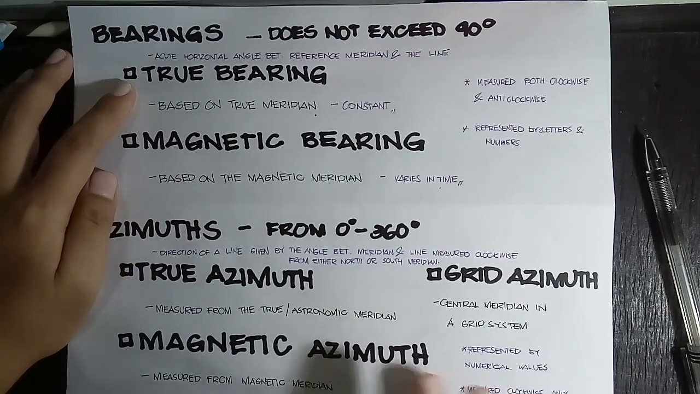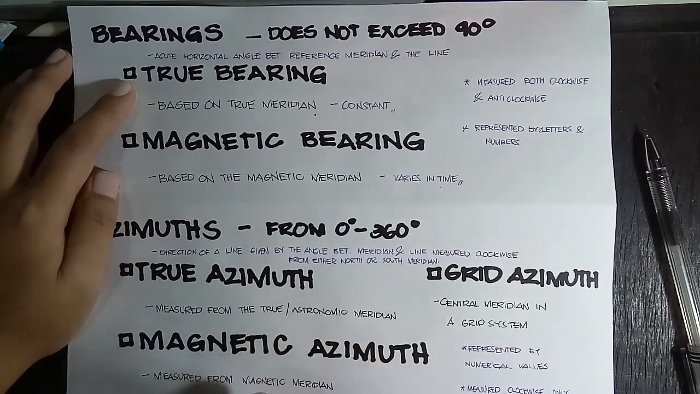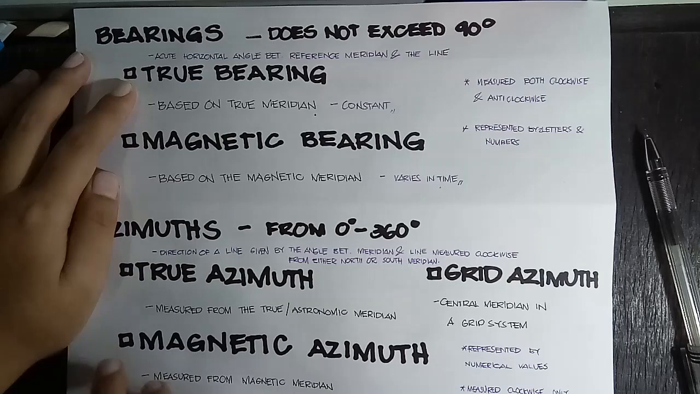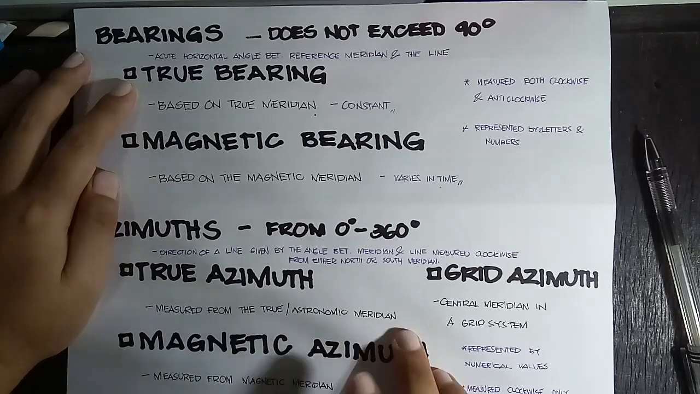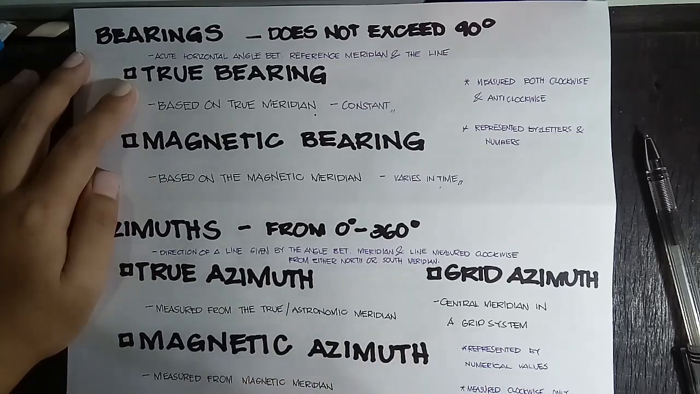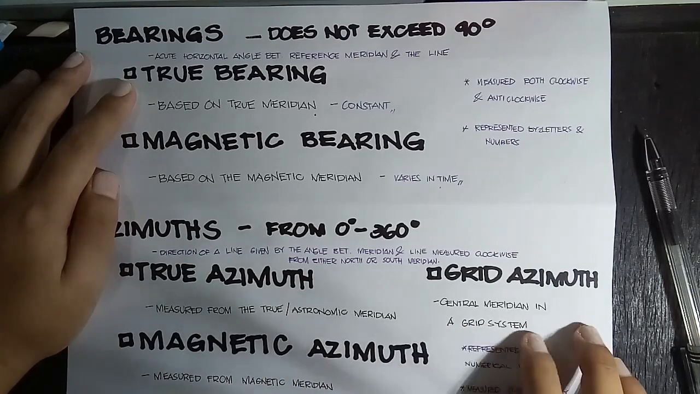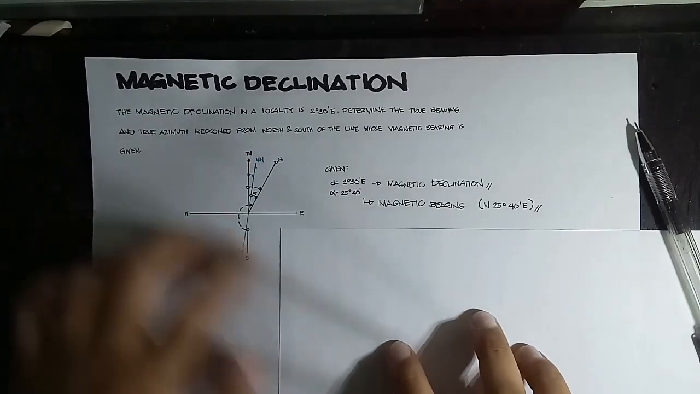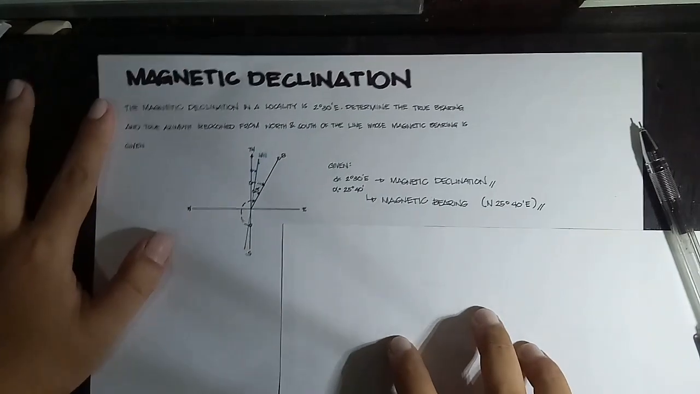Meron siyang tatlong klase which is yung true azimuth, magnetic azimuth, and grid azimuth. Yung true azimuth measured from the true or astronomic meridian, magnetic azimuth naman from magnetic meridian, and yung grid azimuth is from central meridian in a grid system. Tapos na tayo dun sa terms na kailangan nating malaman.